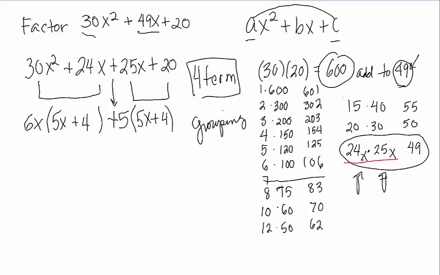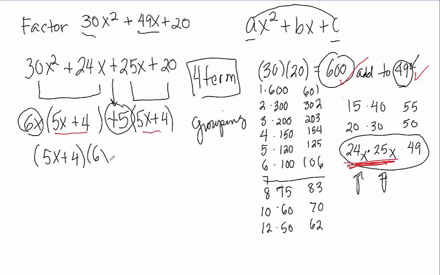If you find this combination that multiplies to 600 and adds to 49, these factors will always match. Now, if you can't find those factors, either you've missed them as you've listed, or it could be prime. So I'm going to bring out the common binomial factor, 5x plus 4, and what's left over is 6x plus 5, and that's going to be my second factor.